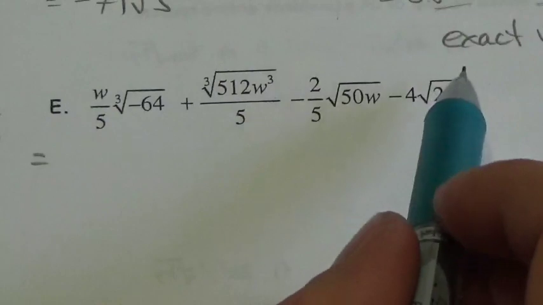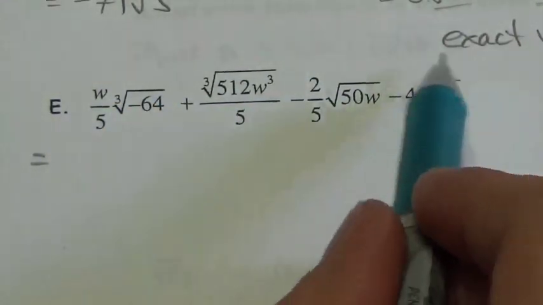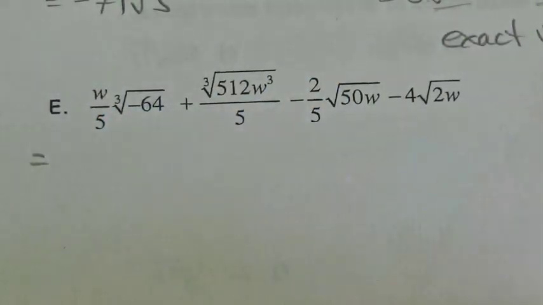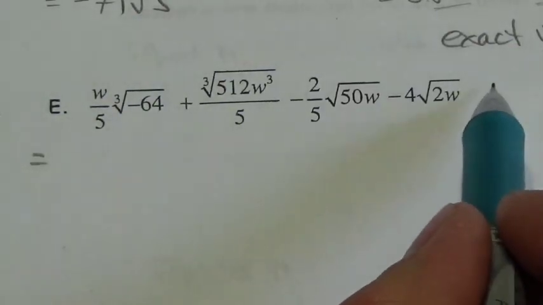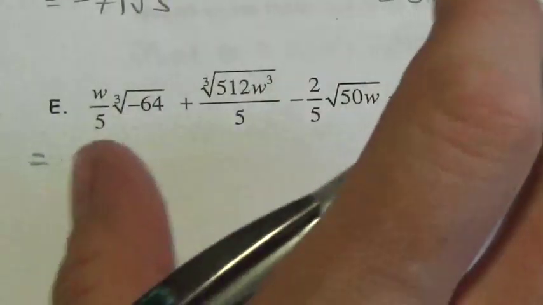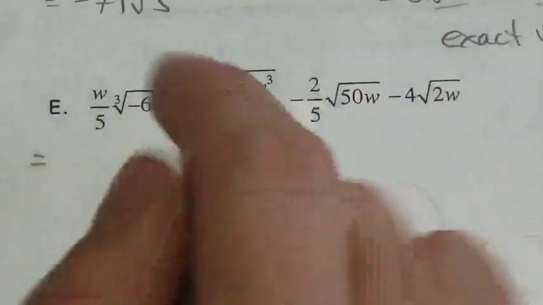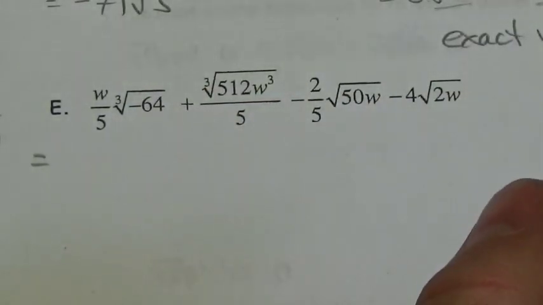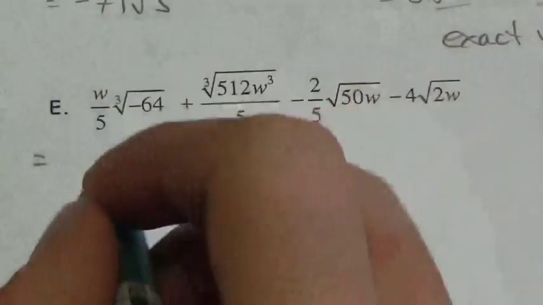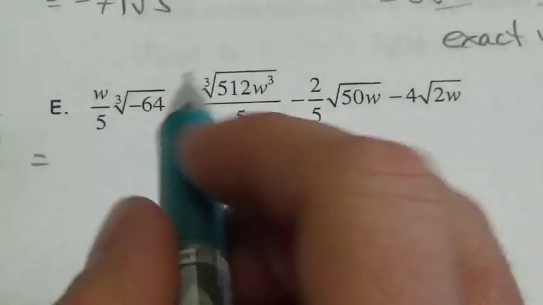The reason you can't do that here is because this is just an expression. Okay? There's just an expression. If this had an equal sign, if this was an equation, then you could multiply both sides of the equation by that 5 to get rid of the denominator here. But I can't do that here. So I just got to simplify this as much as I can.